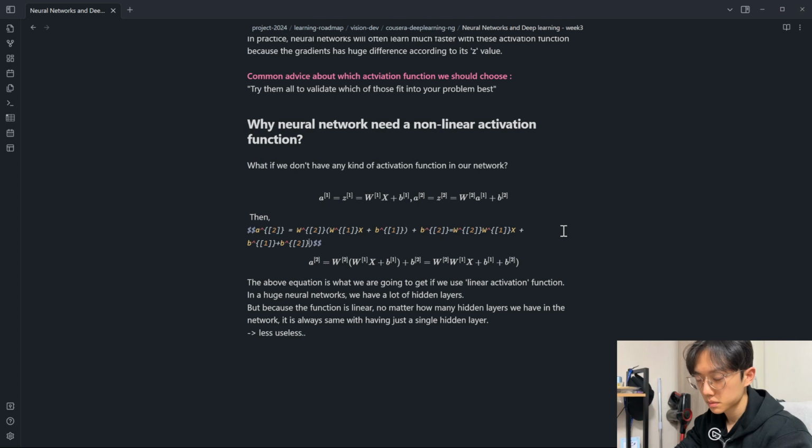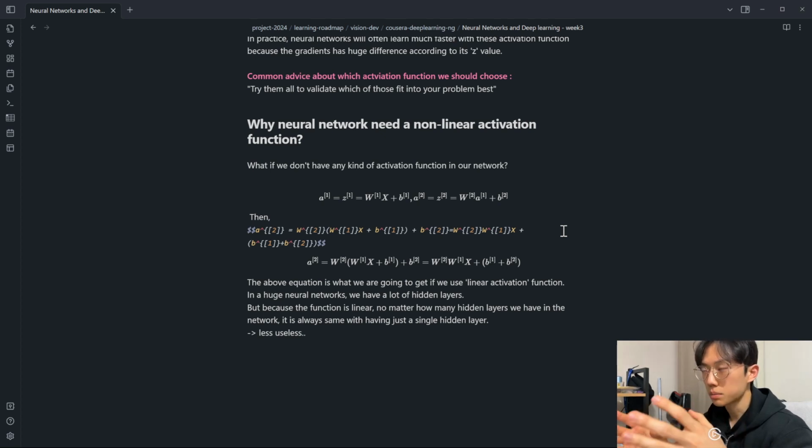as some kind of W prime and b prime. Hence that is just a linear equation again. So the conclusion is that it is always effectively one hidden layer, regardless of how many hidden layers we actually have in our network. So it turns out that it can be quite useless in the neural network in practice.